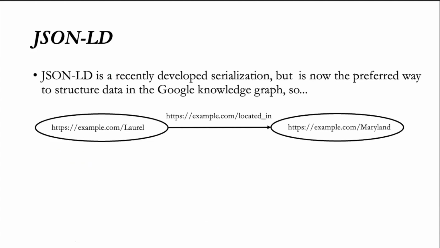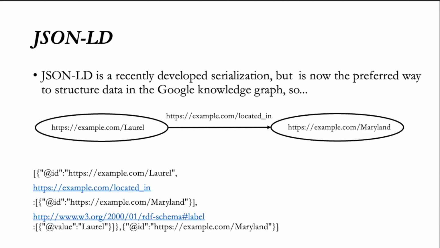If you're looking at the same example, it would look something like this in JSON-LD, which gives you some clues in more of the triple structure. You've got Laurel located in Maryland, and with some labels. So that developed because developers hated OWL, and the IEEE did it so that it was a bridge. I think less OWL.